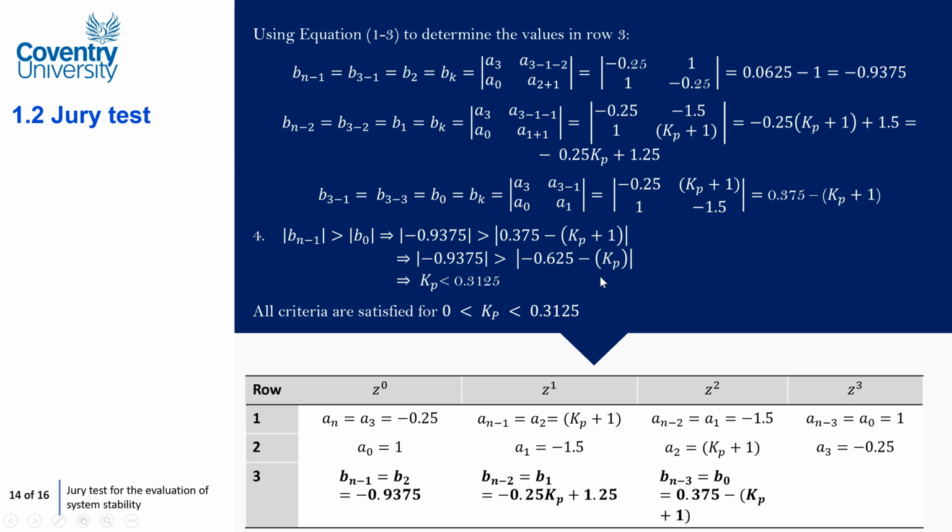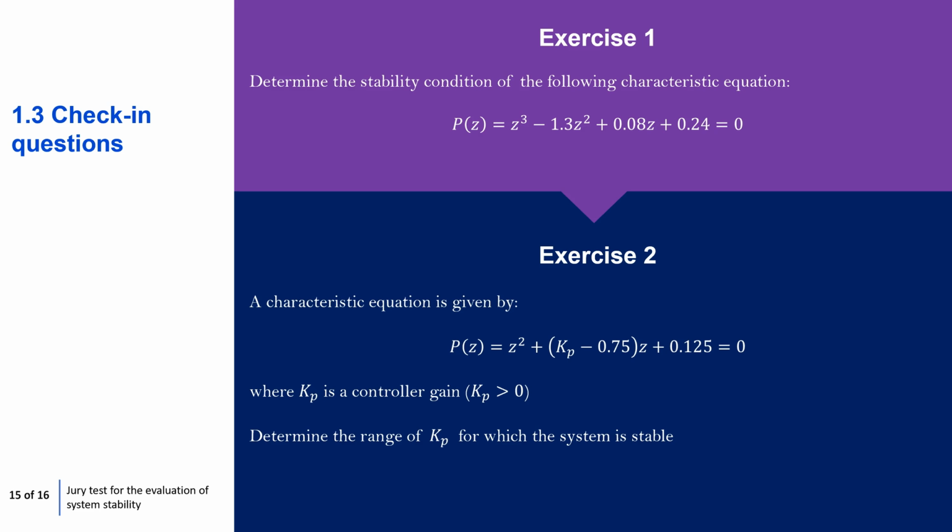So what I've got here is 2 exercises for you to have a go at. So exercise 1, similar to the first example that we had, to determine the stability condition of the following characteristic equation. So here you've got a third order, so have a go at that.